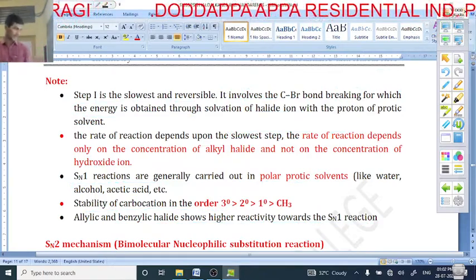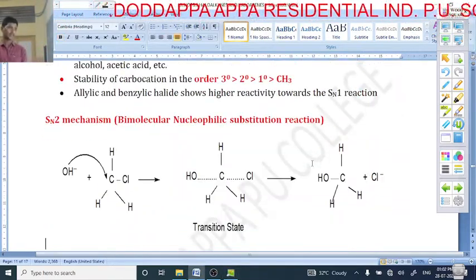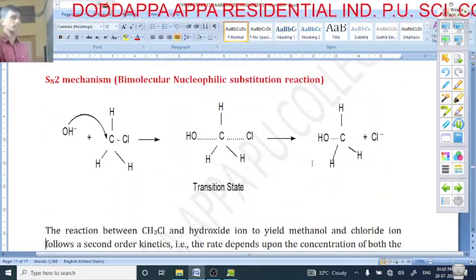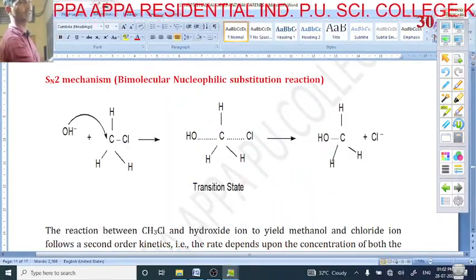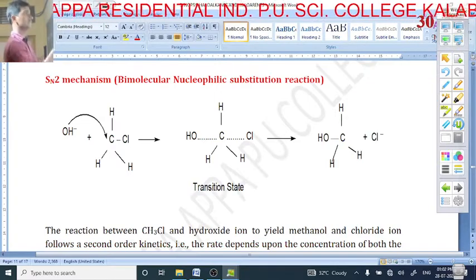The next is the SN2 reaction. Next, my dear students, what is this SN2 reaction?